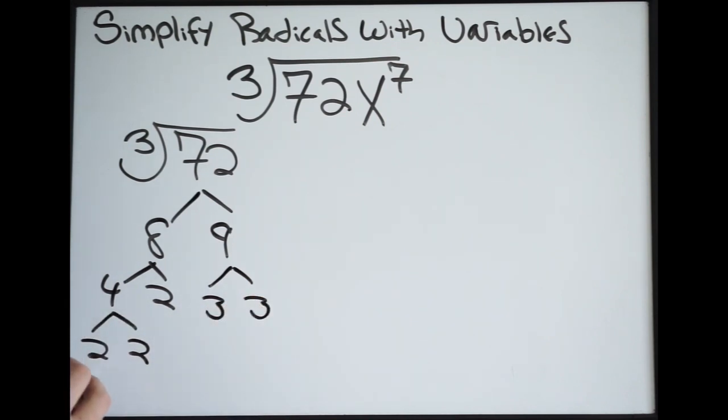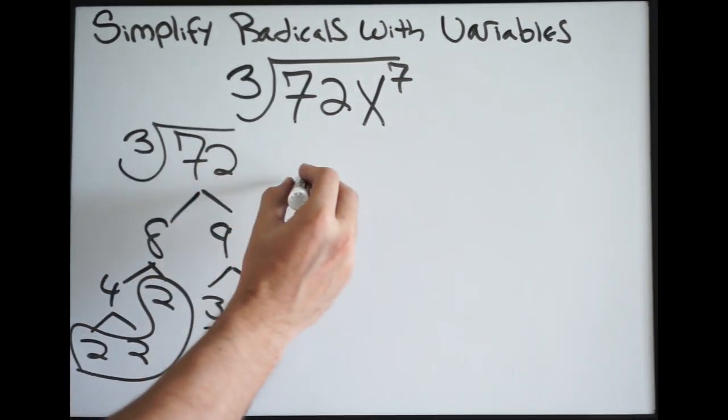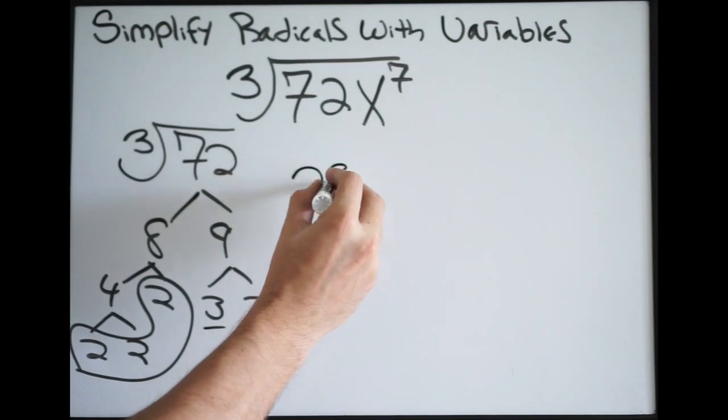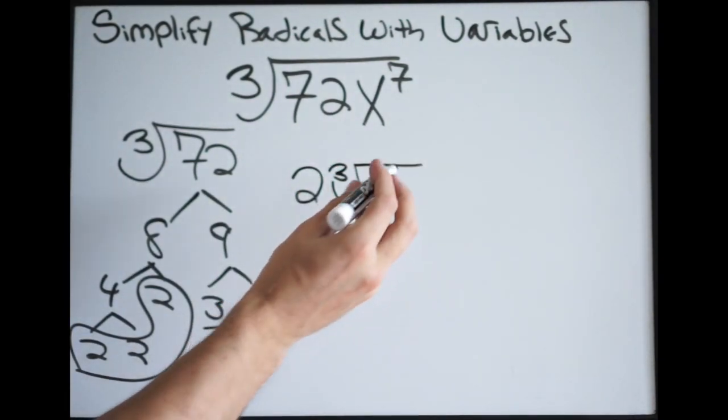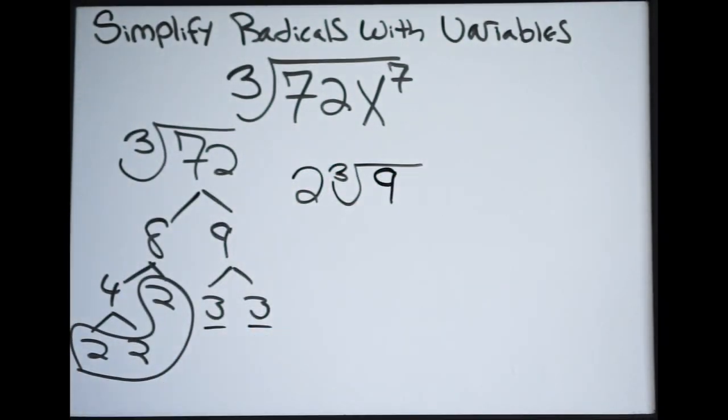So notice here that I have 3 2's. That means a 2 can come out, but if I look at my 3's, I only have 2 of them. So those 3's need to stay underneath the cubed root. So we're going to have the following here. We get 2 cubed root of, and then 3 times 3 is 9. Okay? So there it is.